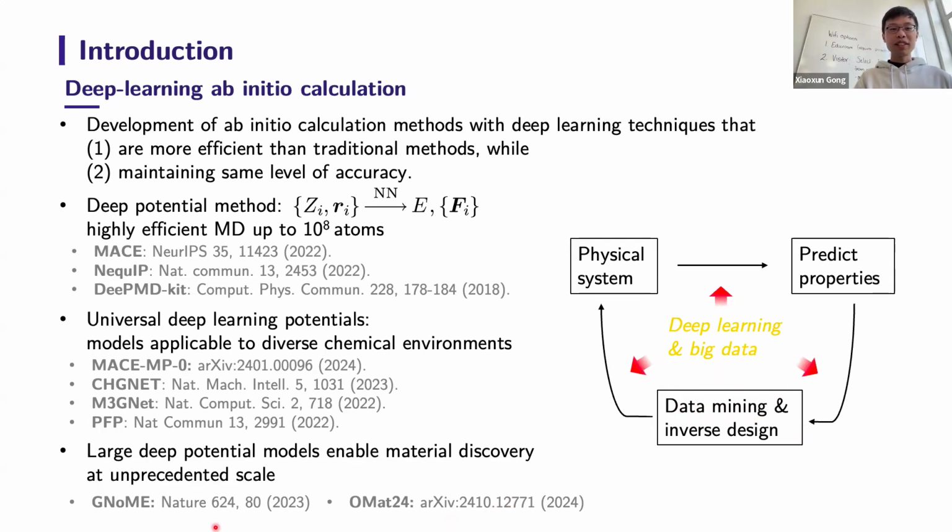The GNOME project is the most well-known project of this kind. Using universal deep learning potentials, the GNOME project has discovered 2 million stable structures, which is of the same order as the number of structures in the Materials Project. And Open Materials 2024 is also a project led by Meta that's building a big dataset of hundreds of millions of structures to train our universal deep learning potential models.